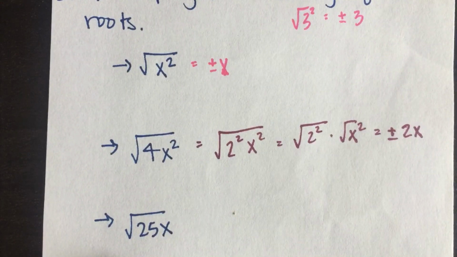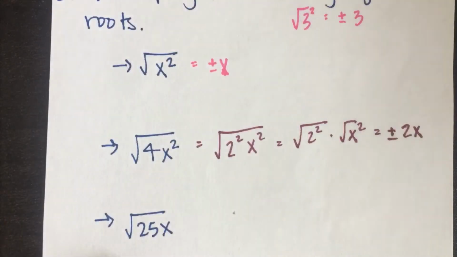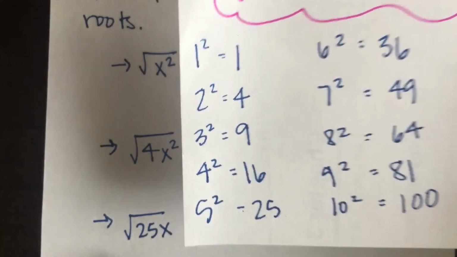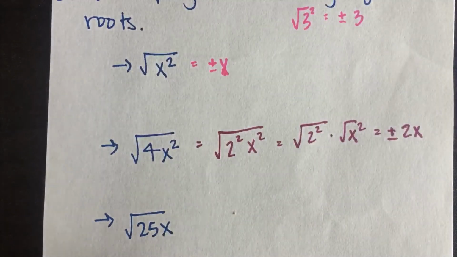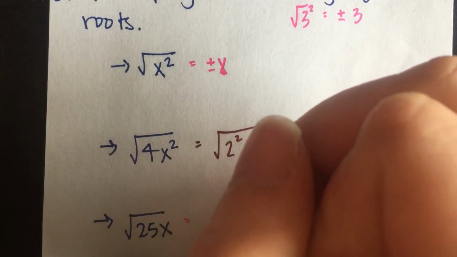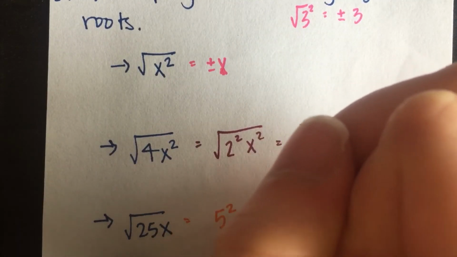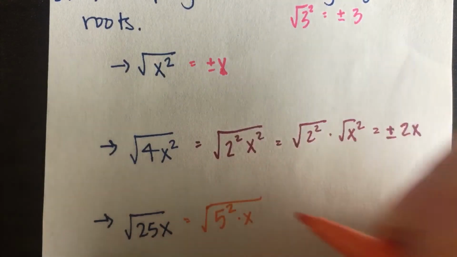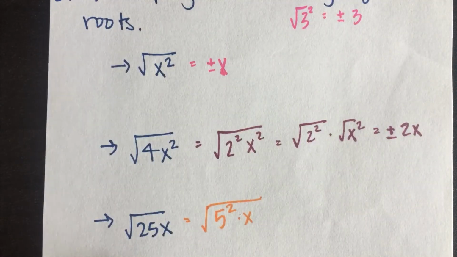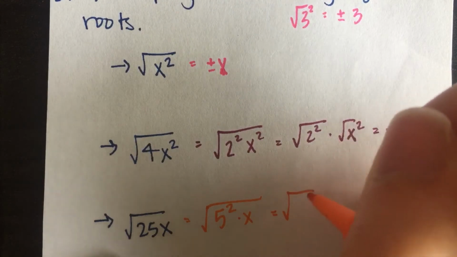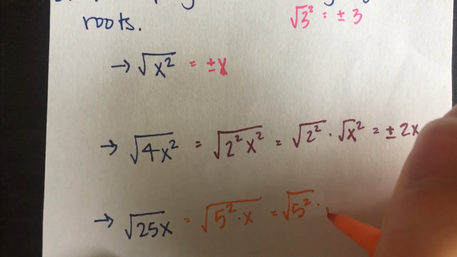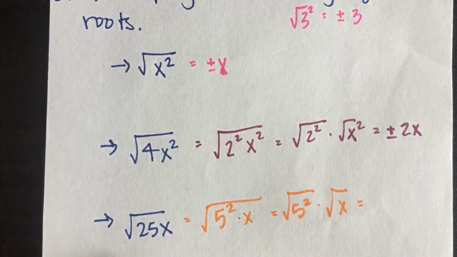And then the same idea with this square root of 25x. If we take a look back at our common squares, we see that 5 squared is the same thing as 25, so we can do a little substituting. 5 squared times x is equal to 25x. And when we break up this multiplication, we have the square root of 5 squared times the square root of x.